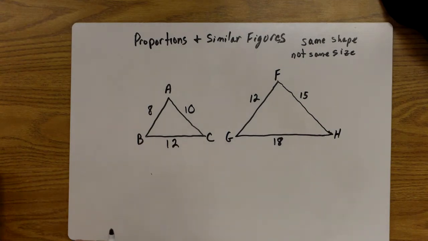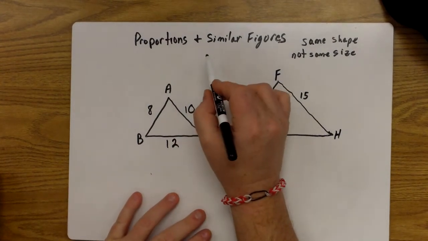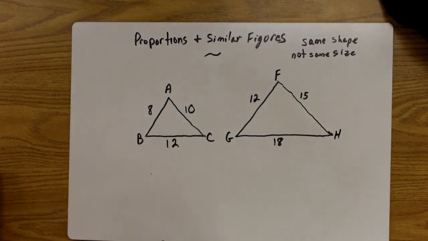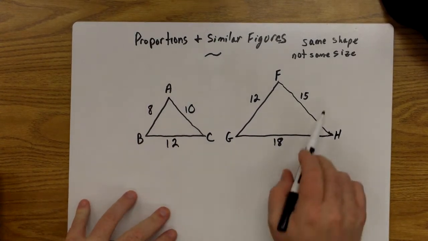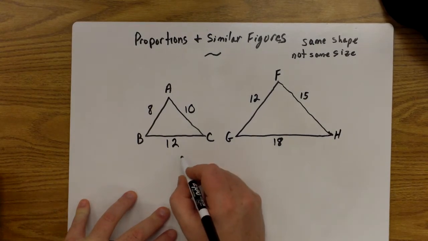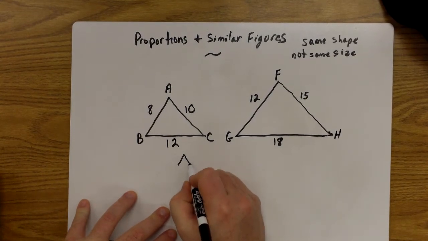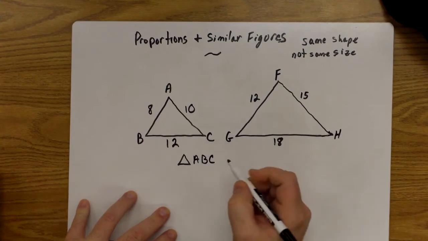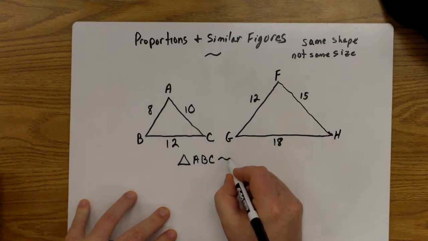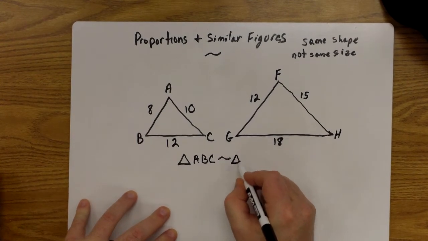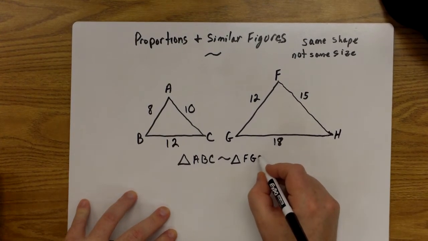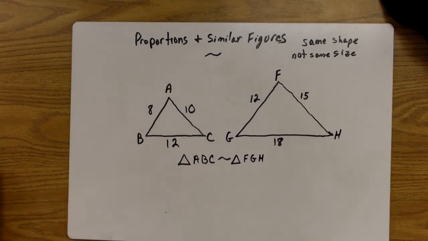Next thing we can talk about is what is the symbol for similarity. And the symbol that we're going to use is this little swirly line, call that a tilde, but that stands for similarity. So if these two triangles are similar, we then could say that triangle, and this is a symbol for triangle, A, B, C is similar to triangle F, G, H.